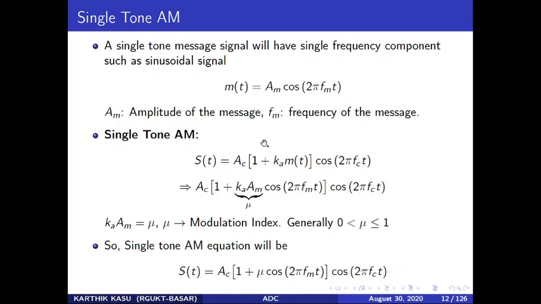See, this is the AM equation. It is for any message signal m of t. So this is a generalized AM equation. Here m of t can be anything. But here it is a single tone AM where m of t happens to be Am cos 2 pi fm t. M of t we have taken as a sinusoidal signal, or in this case I have taken it as a cos signal, something like cos theta.